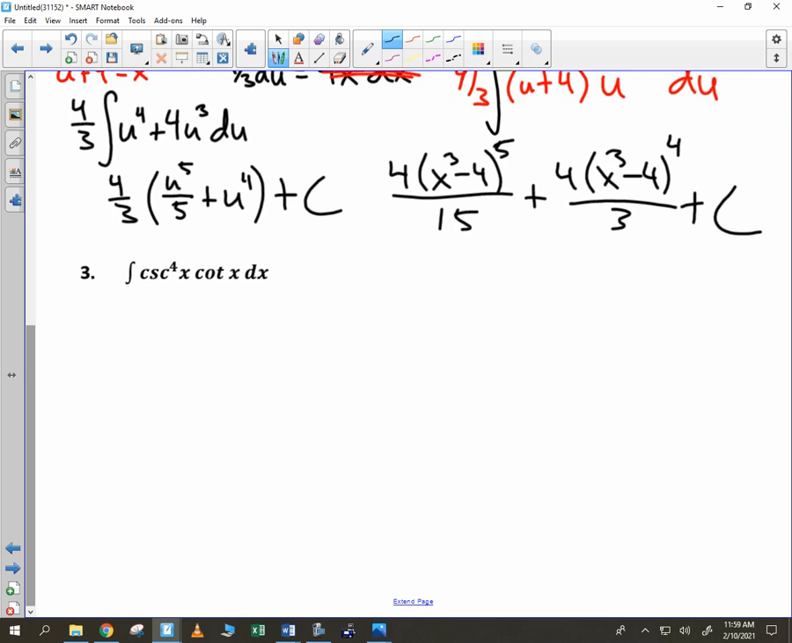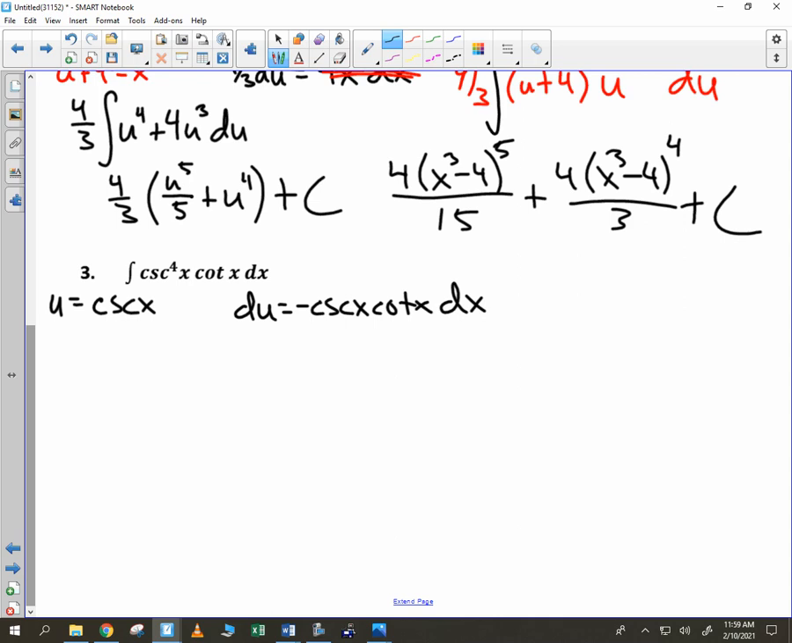This one can sneak up on you. Most people will not get this right. What do you want u to be? What is du? What's the derivative of cosecant? Negative cosecant cotangent. Don't worry about the 4th power. We'll deal with that later.